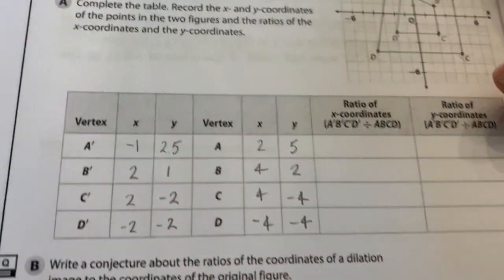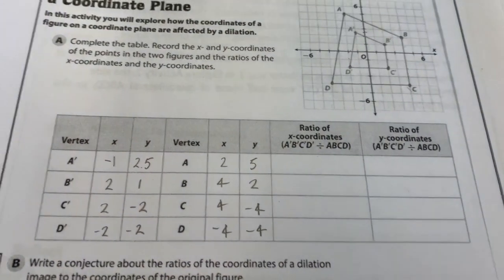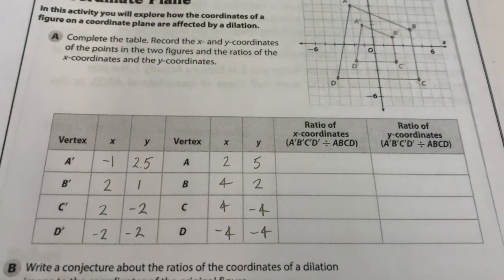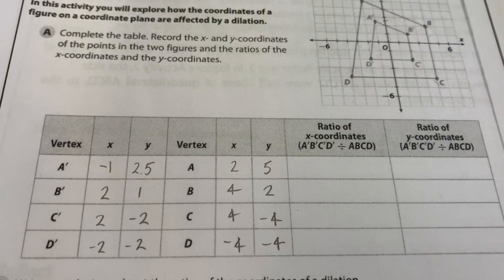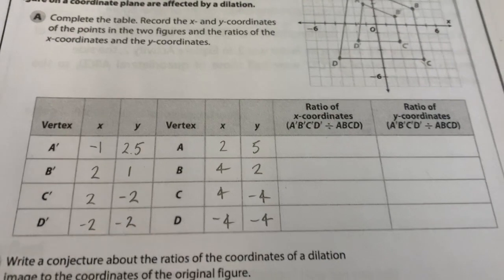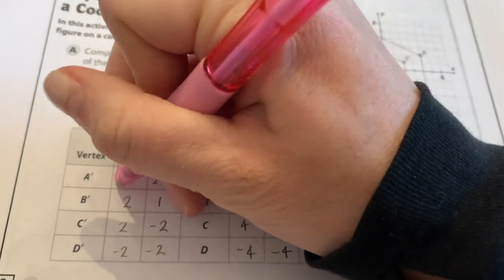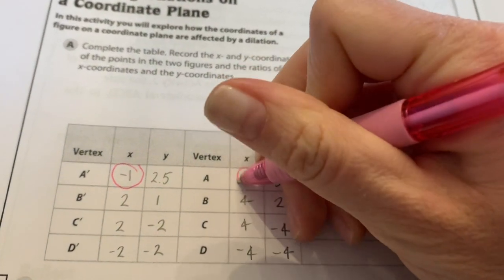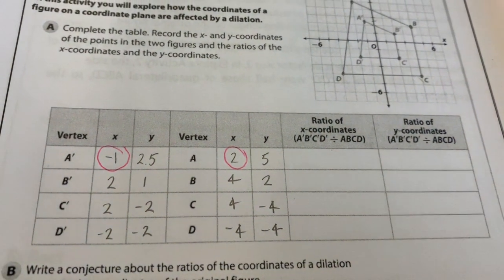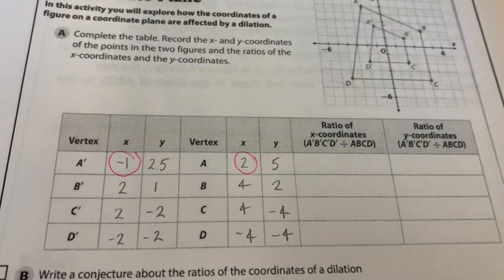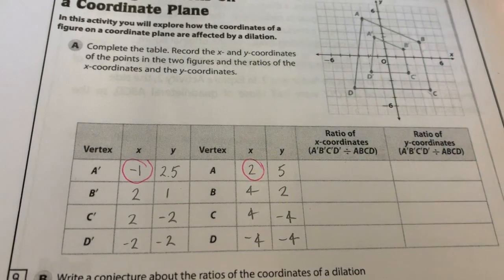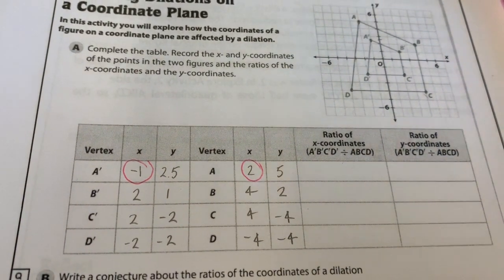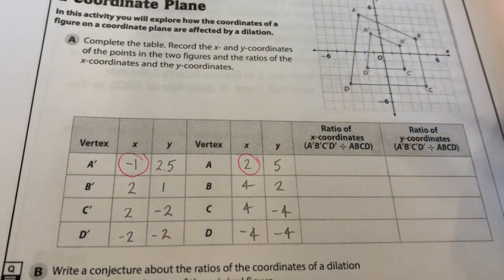Okay, now that we've filled out all of those coordinates, we're gonna now look at the ratio of the X coordinates. To do that, I take the image and I divide it by the original. I'm gonna just use a different color pen to try to help out here. We're doing the X coordinates. The image is -1 and the original is 2. So this should hopefully be kind of ringing a bell when we did proportional relationships in linear equations, where we did y divided by x, and every time if we saw it was the same, then it showed it was in proportion. This is going to be the same thing.